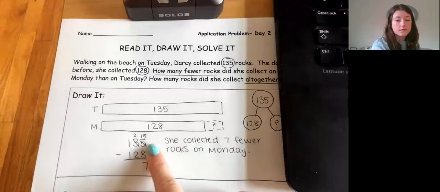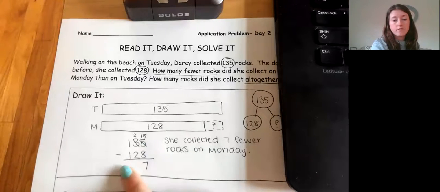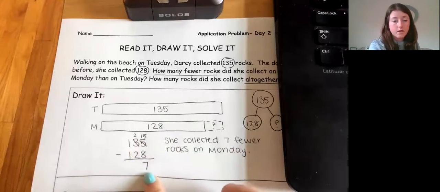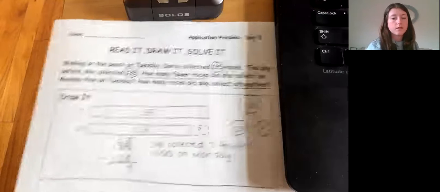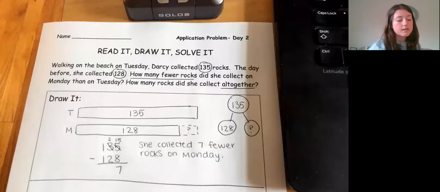So my number sentence that I did was 135 minus 128. I used the algorithm to help myself solve this problem, and when I subtracted it, I got 7. So then I wrote my sentence. She collected 7 fewer rocks on Monday.